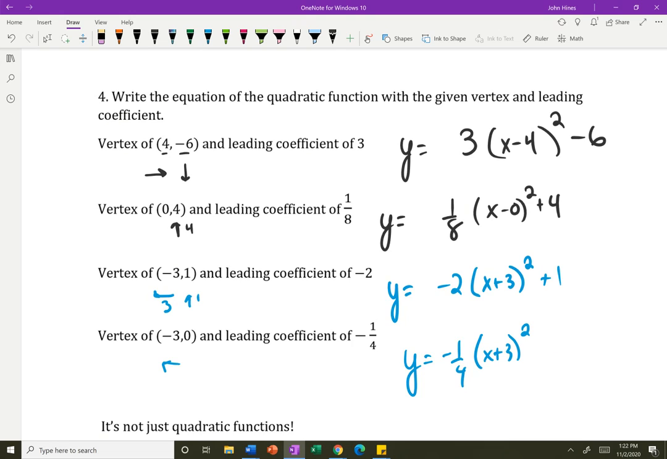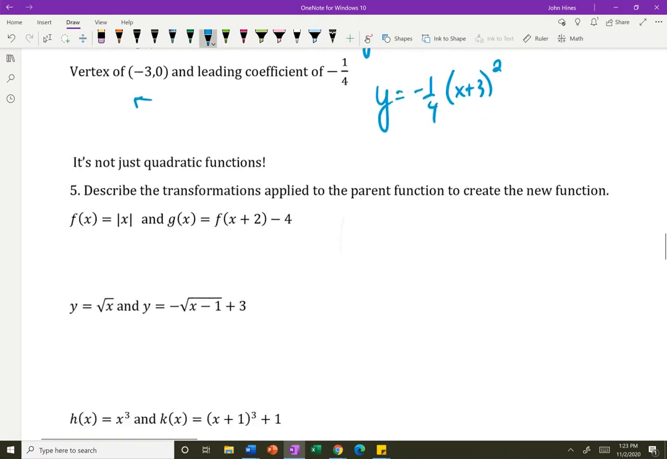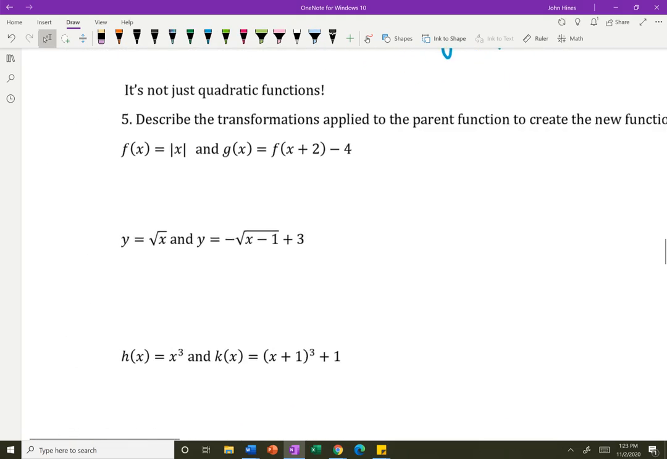Okay, so we're going to be doing this a lot in the next few lessons where we're writing the equations, knowing the vertex and the leading coefficient. We're going to be doing this a lot in the next couple of videos. Like I said, it's not just parabolas, it's any function that we see. So, for example, my parent function could be the absolute value function.